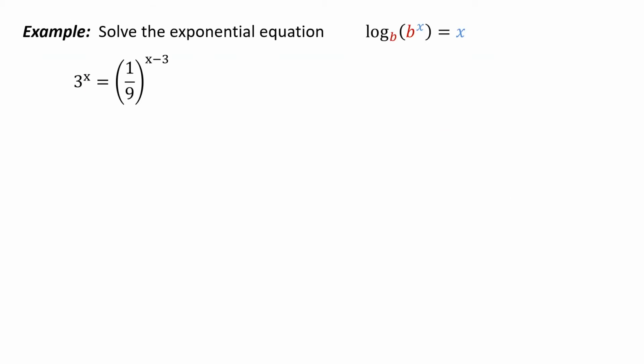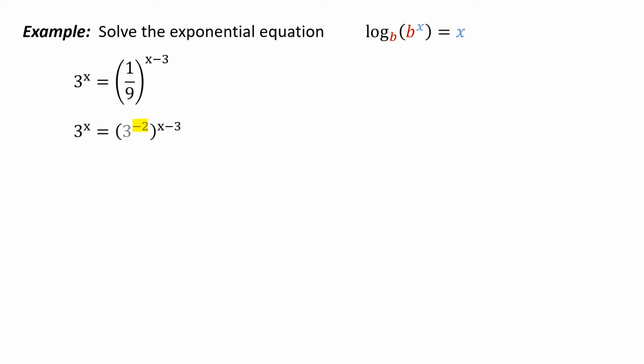Let's try another one. So 3 to the x power equals 1/9 raised to the x minus 3 power. Alright, first, 1/9, I can change that to an exponent with a base of 3. So 3 squared is 9. So therefore 3 to the negative 2 power will be 1/9. You can see that right here.